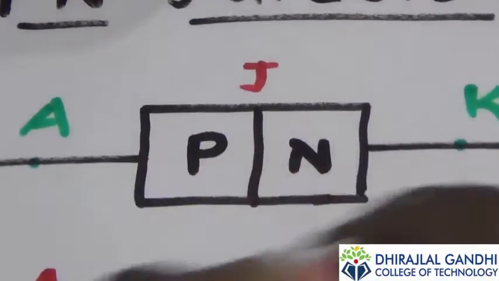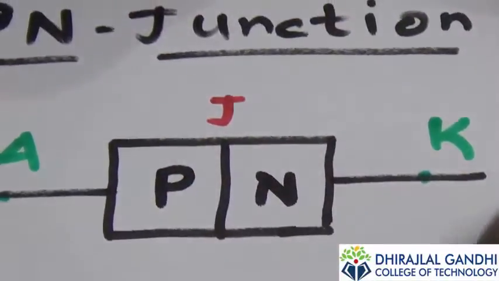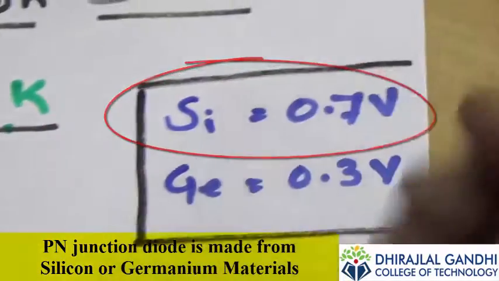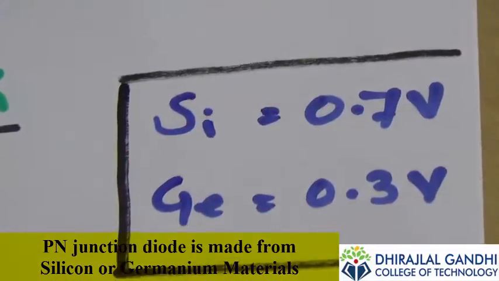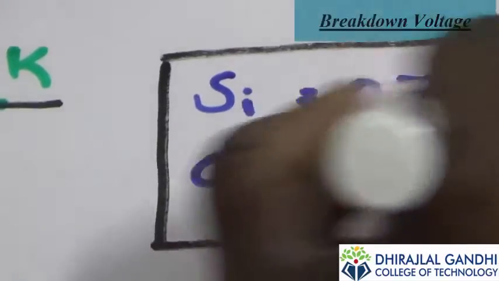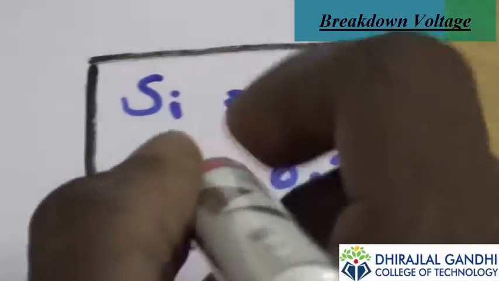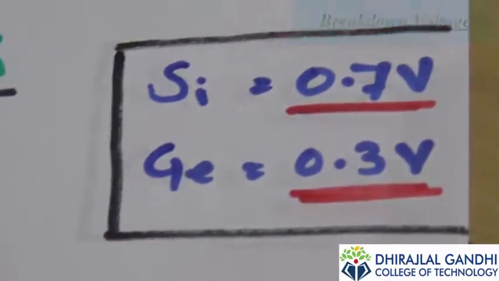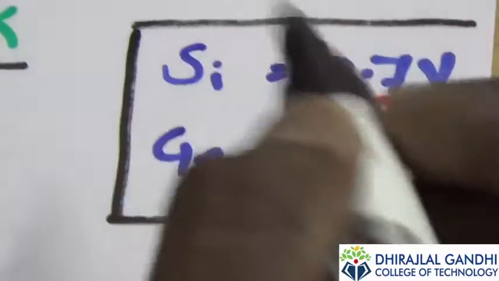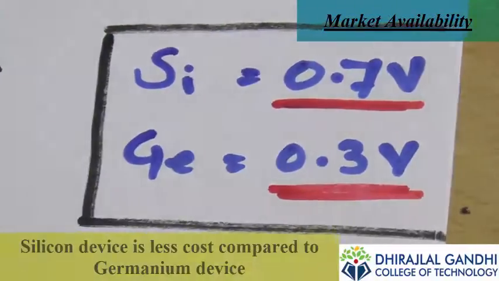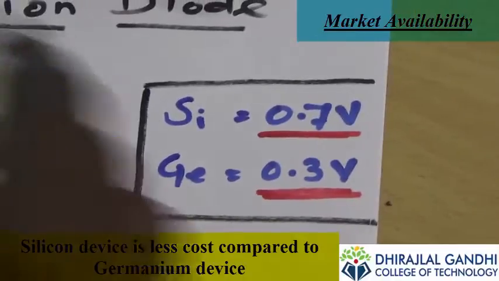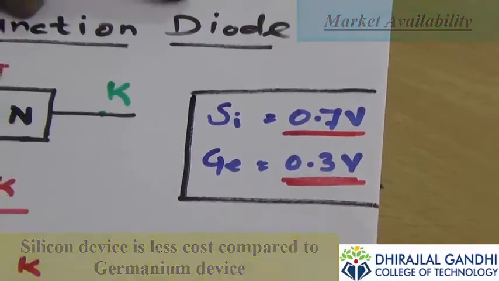Generally, diodes are made up of two semiconductor materials. One is silicon, another one is germanium. The breakdown voltage of silicon is 0.7 volts. The breakdown voltage of germanium is 0.3 volts. Cost-wise, silicon material is much cheaper than germanium. That's why in the market, silicon-based diodes are widely available.